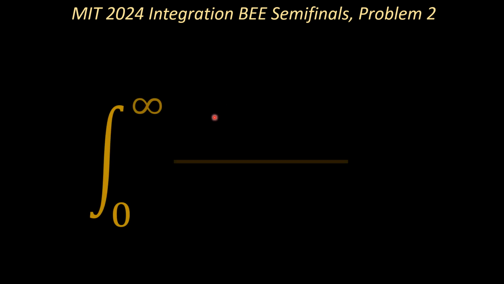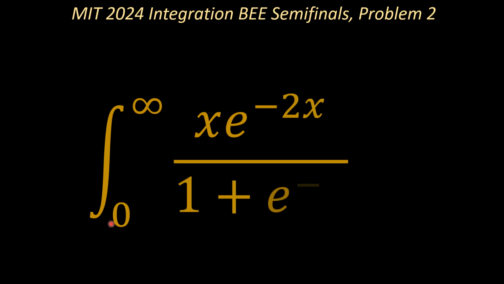So today's problem comes from the MIT 2024 Integration Bee semifinals, problem number 2. Very interesting problem, which is the definite integral from x equals 0 to x equals infinity of x times e to the power negative 2x over 1 plus e to the power negative x.